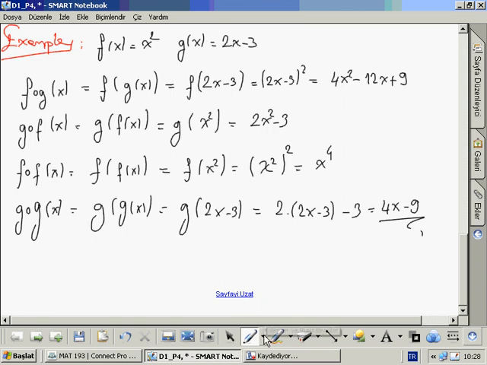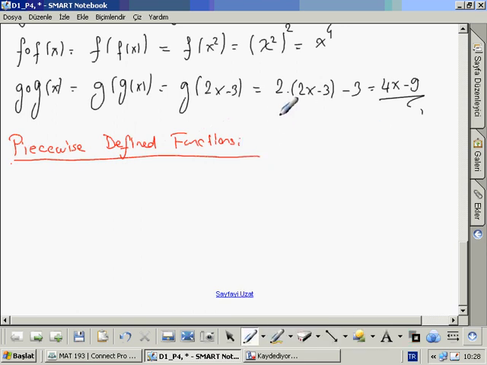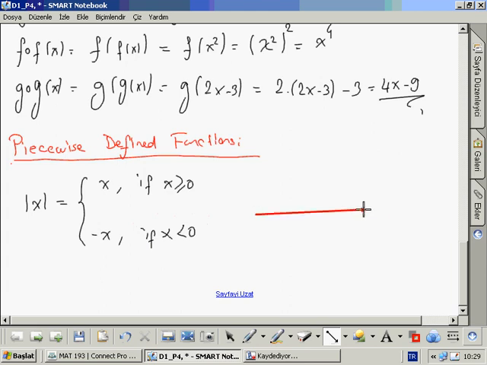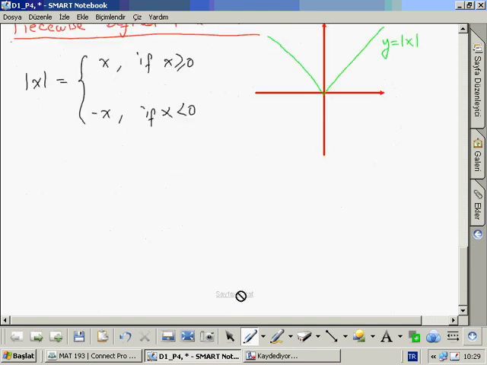And piecewise defined functions, another important class of functions. The most popular piecewise defined function is the absolute value function, and don't forget we define it by plus x if x is larger than or equal to 0, and minus x if x is less than 0. So this will be like that, we know it.